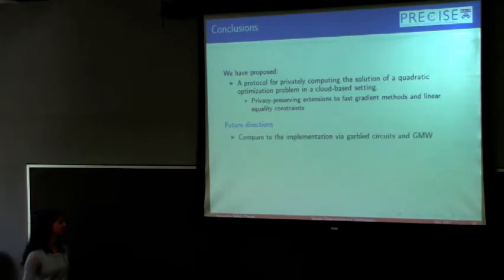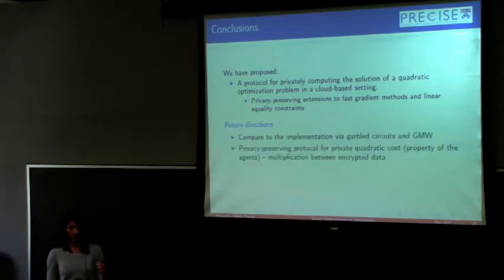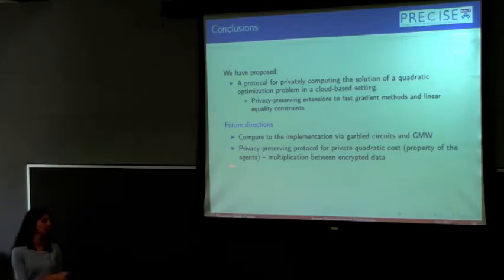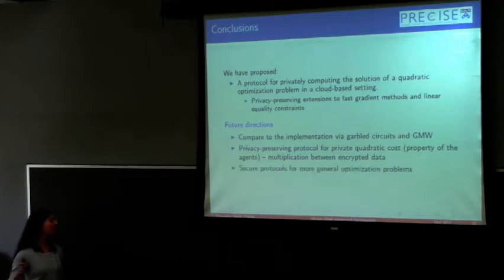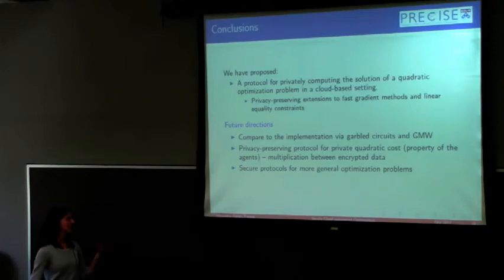And as future directions, we want to compare the implementation of this partially homomorphic encryption scheme with a garbled circuit scheme. We actually have done it, and our method is better. And basically, the end goal of this line of research is to be able to solve general optimization problems in an encrypted way, also in a reasonable time.